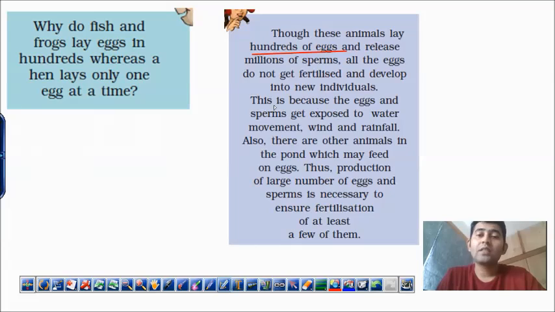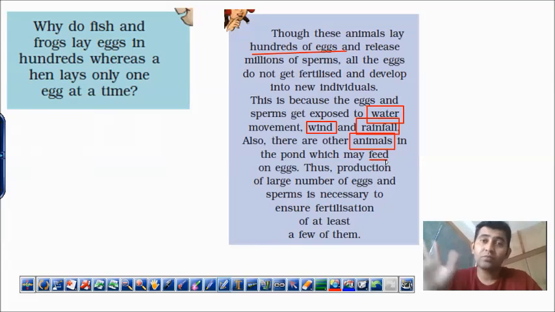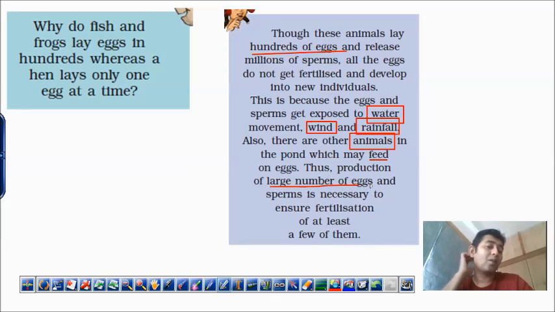This is because the eggs and sperms are exposed to water movement. पानी इतना हिल रहा है कि आधे स्पर्म्स तो ऐसे ही बह जाते हैं. अंडे भी खराब हो जाते हैं. Then sometimes there is wind जिसमें बह जाता है. Sometimes there is rainfall जिसमें extra अंडे बह जाते हैं. There are some animals which love to eat the frog eggs. Therefore they feed on them. तो कुछ नाश्ता बन जाते हैं. Therefore, large number of eggs are required.